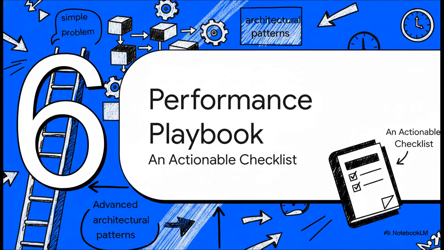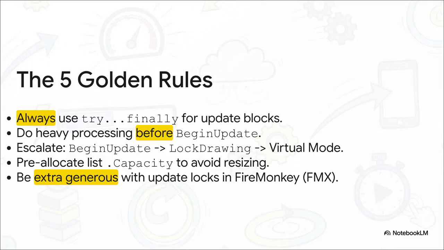Whew! Okay, we have covered a ton of ground. So let's pull all of this together into your official performance playbook. This is the actionable checklist you can take to your very next project. Here it is, your 5 essential rules. Rule number 1, and I'll say it one last time: try finally, always. Number 2, do your heavy lifting, your database queries, your complex calculations, before you even call BeginUpdate. Get the data ready first, then update the UI.